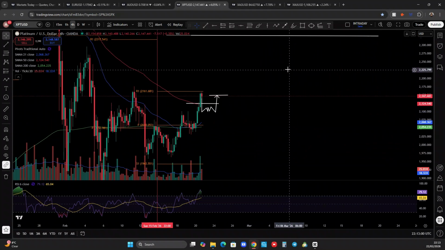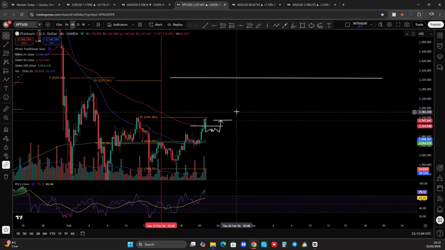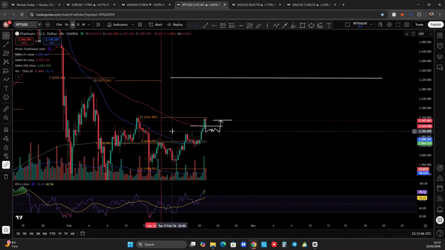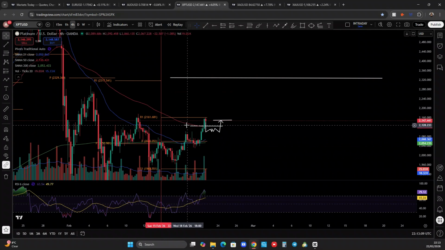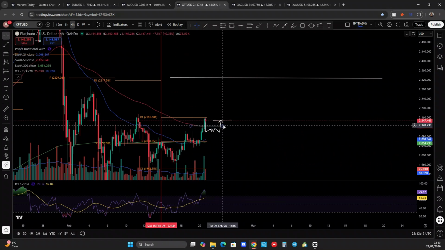Okay. Right. So that's it for now. Let's keep an eye on platinum and see how it goes this week. Hopefully it does this pattern here, and then we can make a nice entry to this level here.